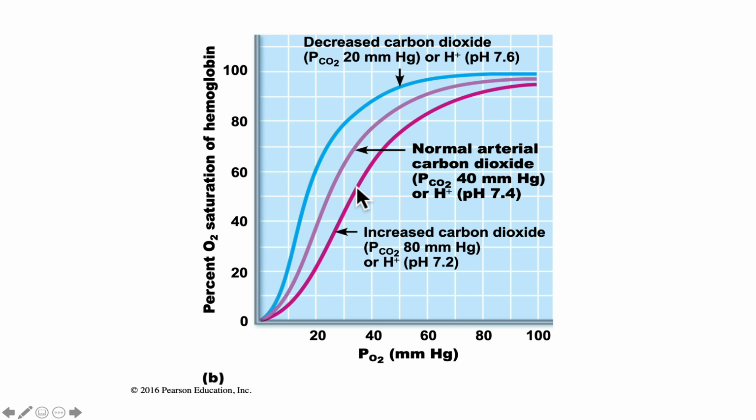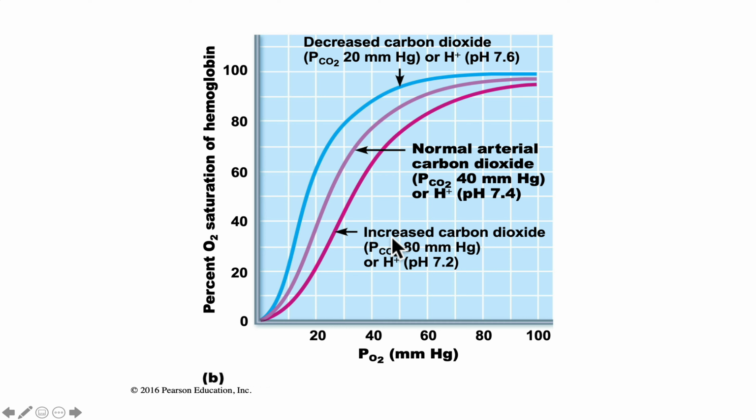So what ends up happening is this. As carbon dioxide levels increase, the pH decreases. Now we're looking at 7.2, and we get a shift to the right. The opposite also holds true: we get a shift to the left if carbon dioxide levels decrease. So when carbon dioxide increases, we get a shift to the right, and a decrease causes a shift to the left.